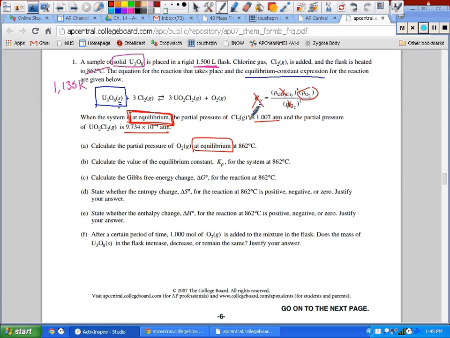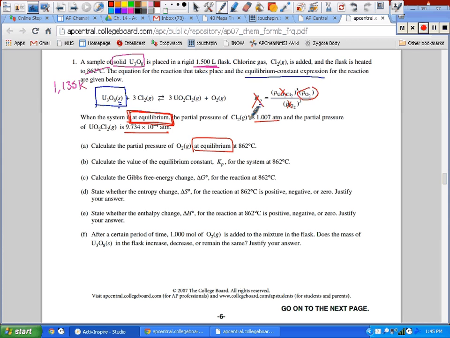Nope. It's a mole-to-mole relationship. That's all it is. And what's throwing you off here is the pressure part. If it was what is the concentration, you might say, oh, well, I can just do mole-to-mole. It's the pressure part that's going to throw you off. All it is is a mole-to-mole ratio.